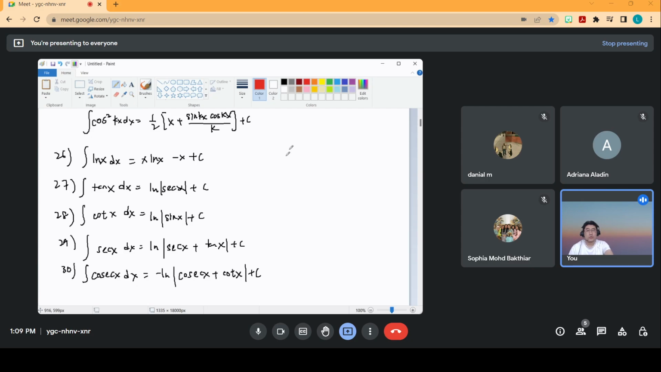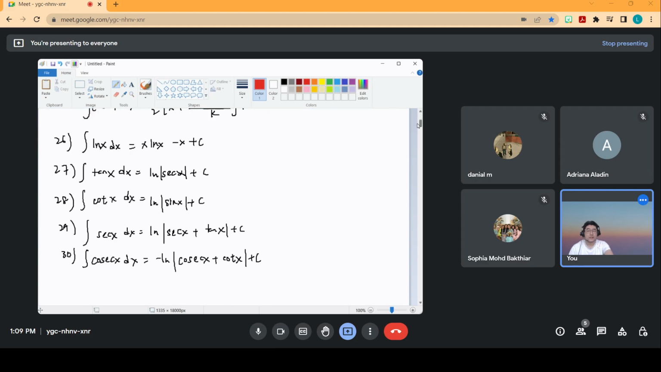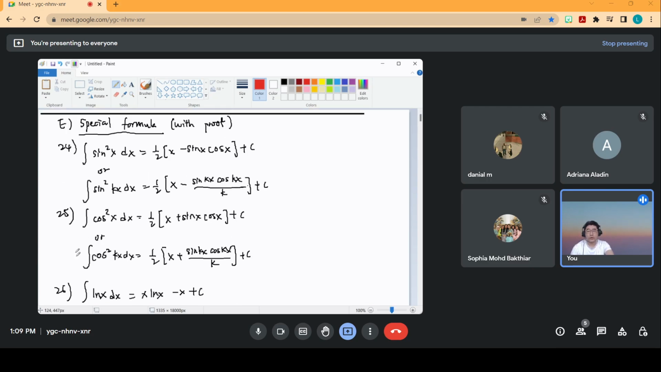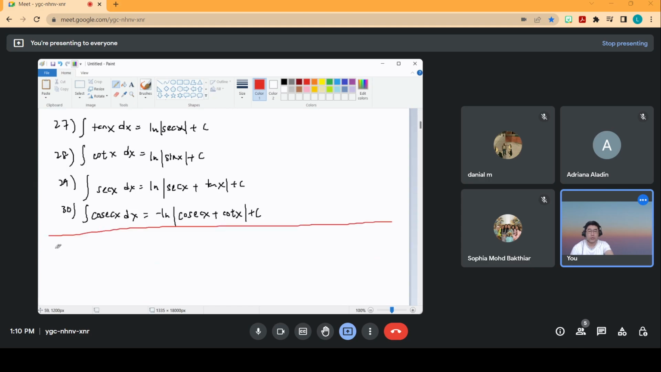Okay, this one is put as a special formula because from the past, during exams, they actually ask students to prove them. So 24, 25, 26, I'll leave it aside first. I will continue with the integration of the tangent. So 27, integrate tangent x dx.